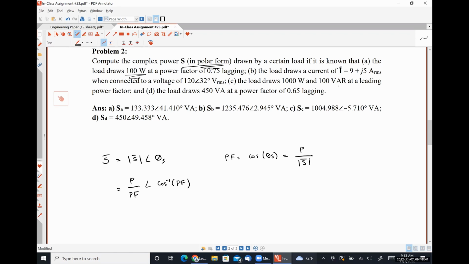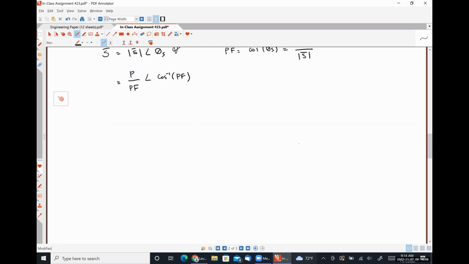For part B, we are literally given I and V. So that's just applying the equation. For part C, we are given P, we are given Q, and we are told that we have a leading power factor, which means this must actually be -100. And from there we can go. And then part D is effectively just using this equation again. But we're given the apparent power instead of the average power.